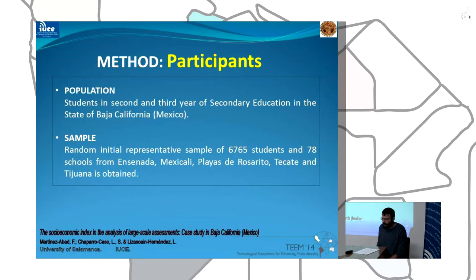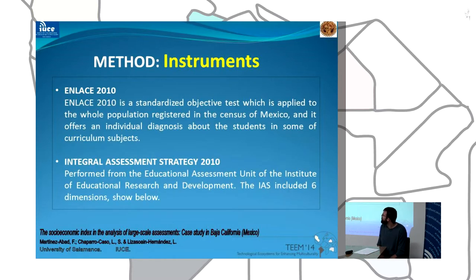In the method, the population is students in second and third year of secondary education in Baja California, and we have a random and representative sample of 6,765 students and 78 schools from all regions of Baja California: Ensenada, Mexicali, Playas de Rosarito, Tecate, and Tijuana. The instruments are ENLACE, of course, the 2010 version of the test, and the Integral Assessment Strategy 2010.